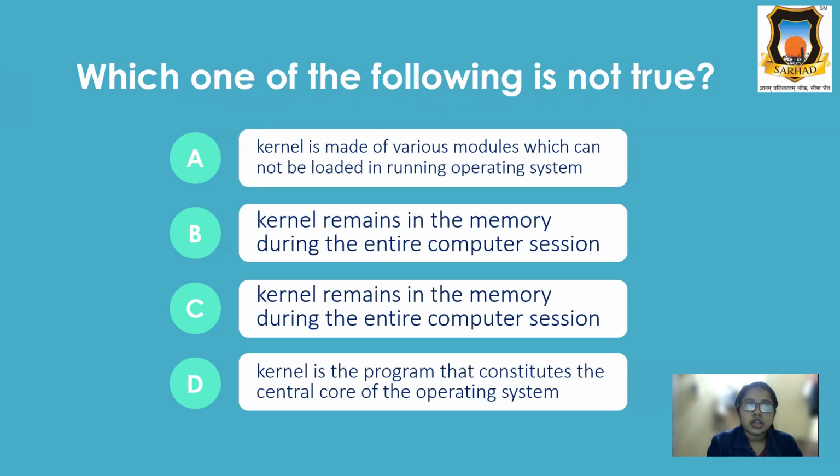Next question. Which one of the following is not true? Option A, kernel is made of various modules which cannot be loaded in running operating system. Option B, kernel remains in the memory during the entire computer session. Option C, kernel remains in the memory during the entire computer session. Option D, kernel is the program that constitutes the central core of the operating system.